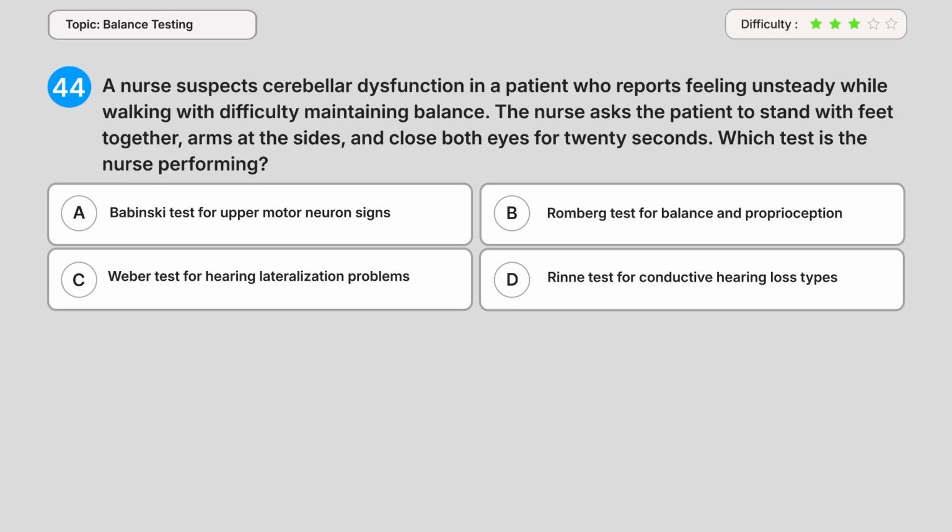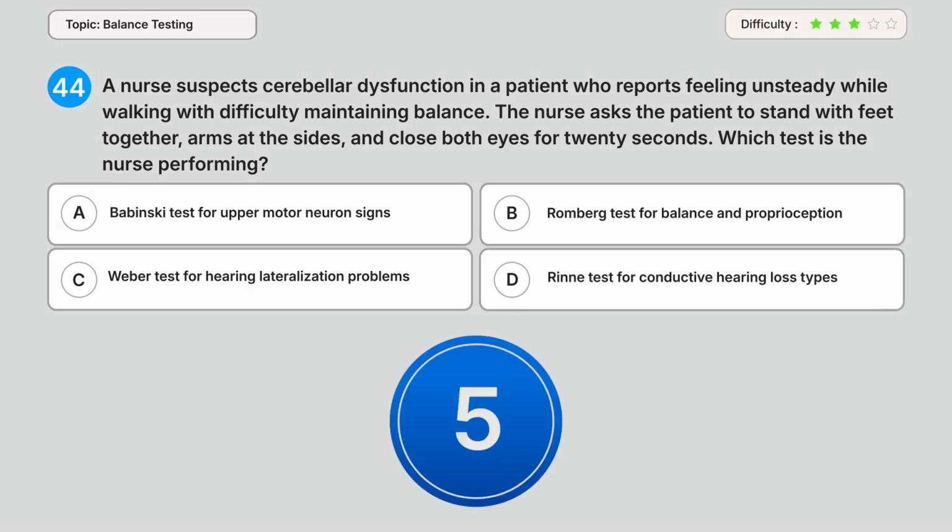A. Babinski test for upper motor neuron signs. B. Romberg test for balance and proprioception. C. Weber test for hearing lateralization problems. D. Rinne test for conductive hearing loss types. Do you know the answer?